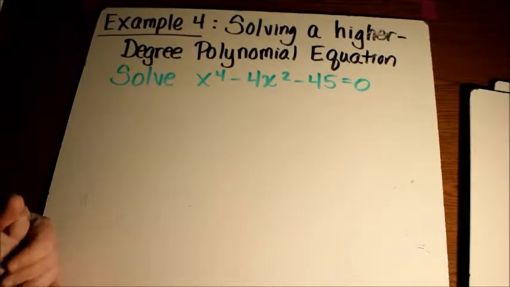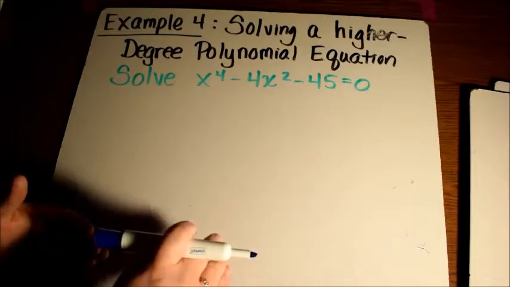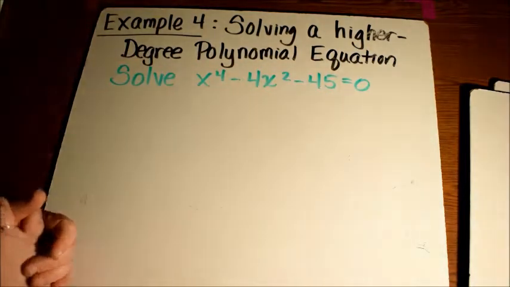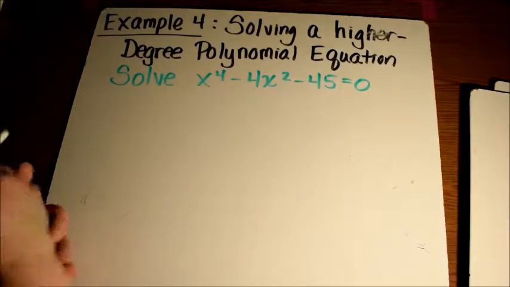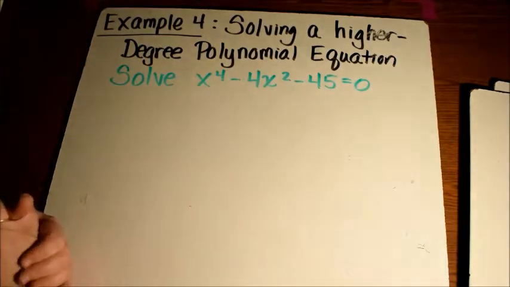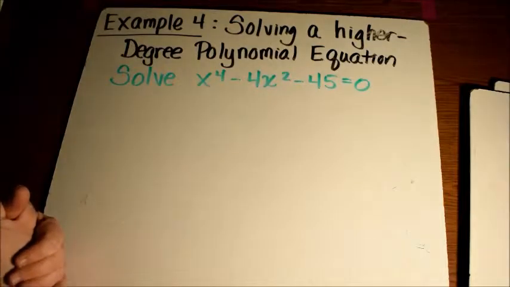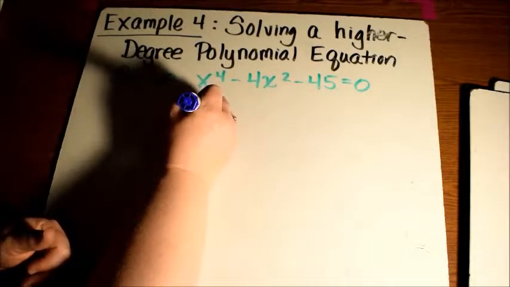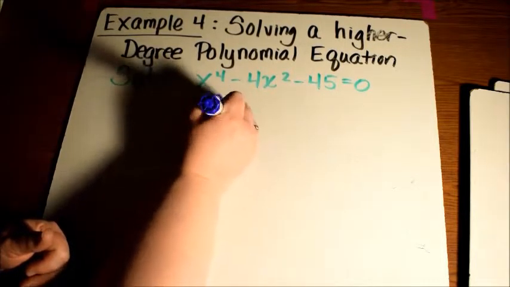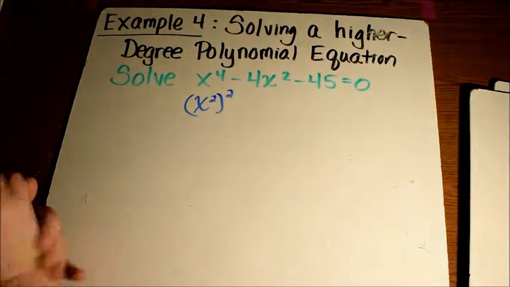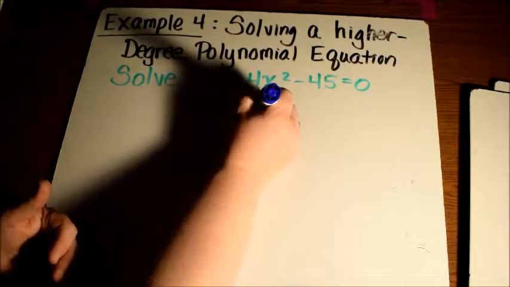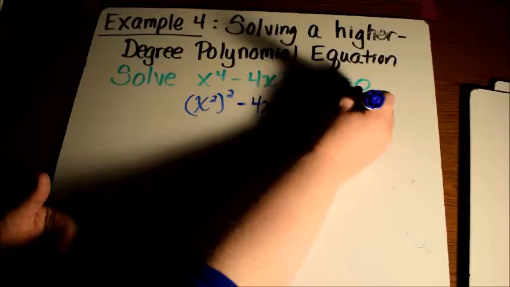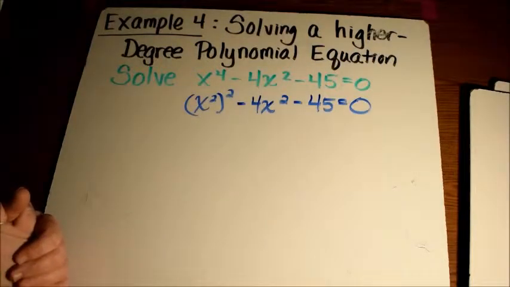All right, so let's take what we just learned by factoring using a quadratic pattern and actually solve it this time. That means that, remember, this is equal to 0. We actually want to know what x is. So let's take a look at our pattern. Remember, x to the 4th is really x squared squared. Minus 4x squared minus 45 equals 0.